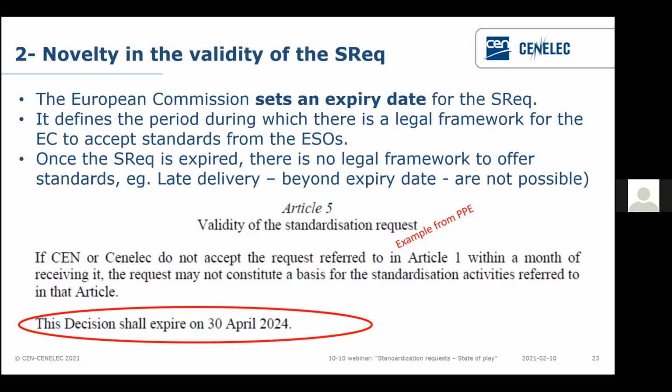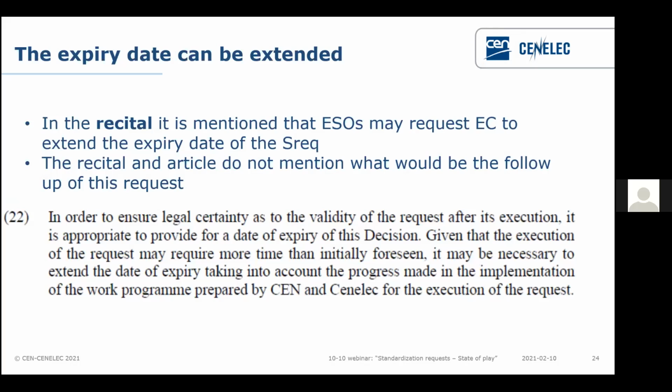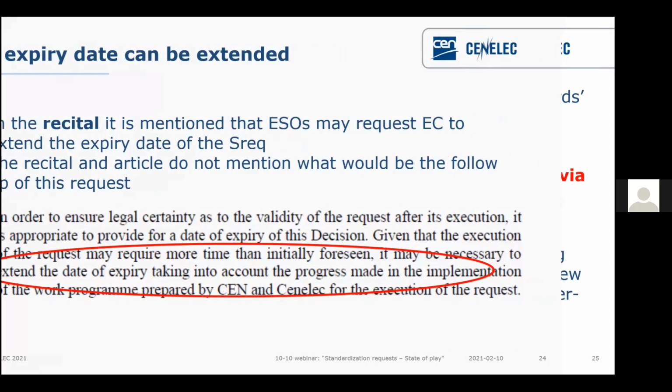What does it mean? It means that if the technical committee is working on standards that were requested in the standardization request, and there are some delays in the delivery of the standards, and these delays are such that the standard is available, for instance, on the 1st of May 2025, that standard cannot be offered to the European Commission. Also in this case, in the recital, it is mentioned that the ESOs may request the European Commission to extend the expiry date. But also in this case, the recital and the article do not mention what would be the follow-up. So this request can be accommodated by the European Commission, or cannot be accommodated.